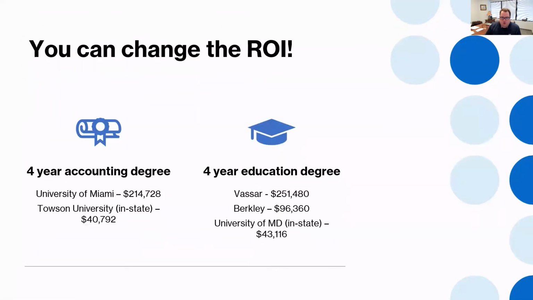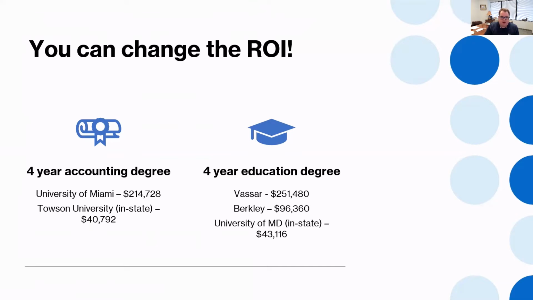Regardless of what you choose, and regardless of getting stuck on "this is what I'm going to do, I want to pursue this," there are still decisions you can make to help improve your return on investment or the financial aspect of this decision you're making. So a 4-year accounting degree, you can go get that at the University of Miami. And if you're out of state, that's going to cost you $214,728. You will have a fantastic tan.